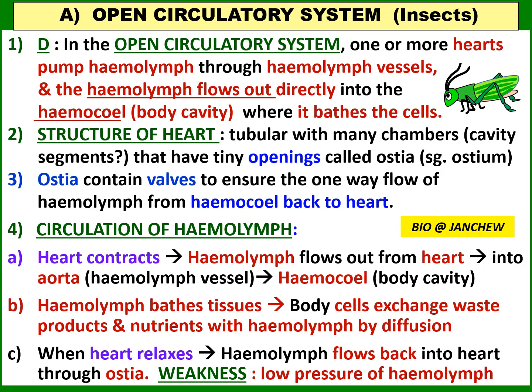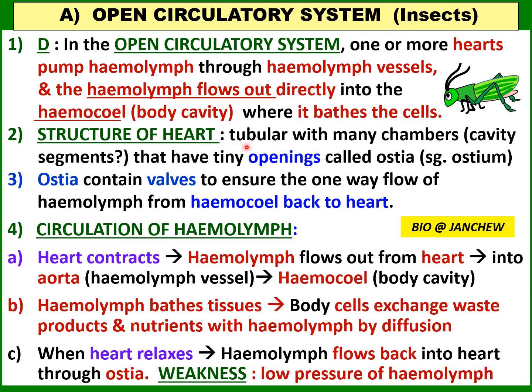So for the open circulatory system that we have discussed just now, based on the diagrams, here are the notes. I'll read through quickly as I've explained all of it. The open circulatory system in insects. Definition: in the open circulatory system, one or more hearts pump the haemolymph through haemolymph vessels, and the haemolymph flows directly into the hemocoel where it bathes the cells. So the haemolymph is not always contained in the haemolymph vessels, but it will flow out and bathe the cells. It will be in direct contact with the cells.